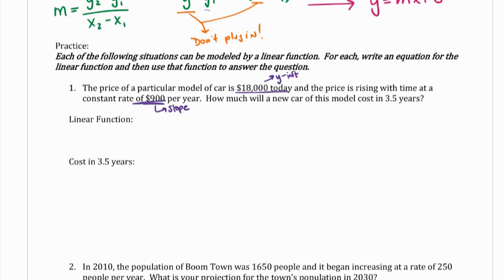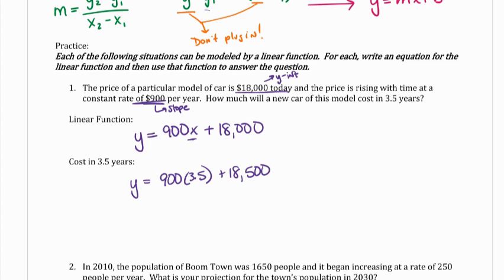So I have those two things. I can just plug it in to get my function, to our y equals mx plus b. So y equals, my slope is 900 times x plus my b is 18,000. So there's our equation. If I want to know what the cost is going to be in 3.5 years, remember our slope here is $900 per year. So my x is what represents my years. So then to find my total cost, I'm going to do 900 times 3.5 plus my 18,000. And if I do 900 times 3.5, that gets us 3,150 plus 18,000.